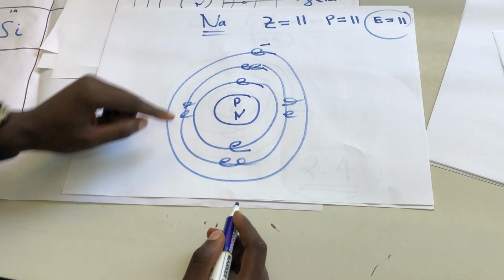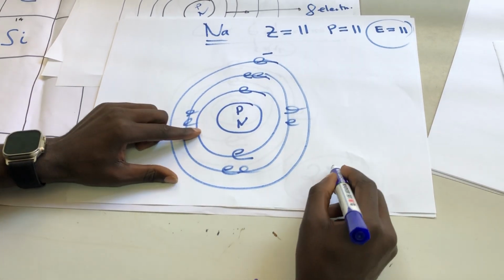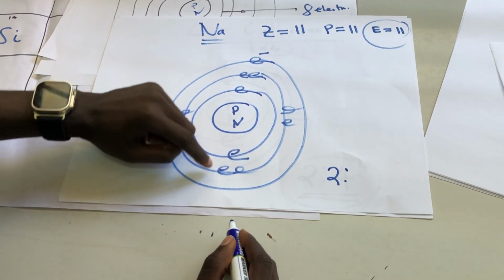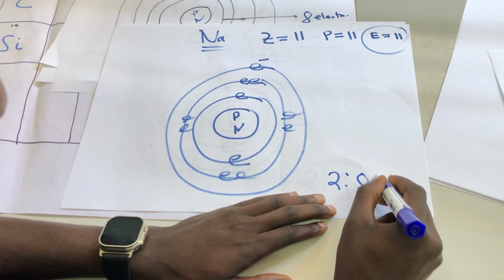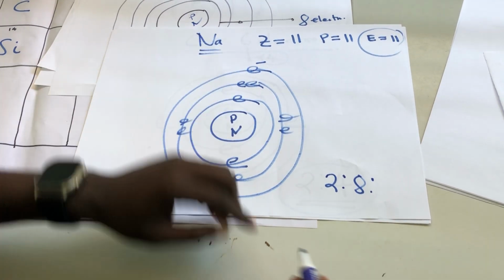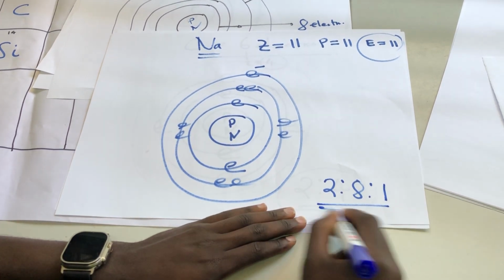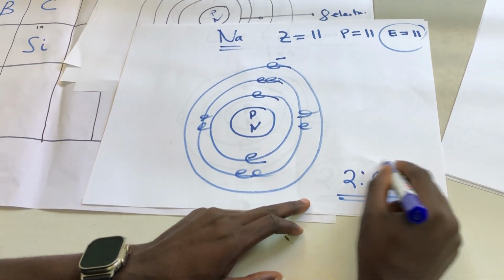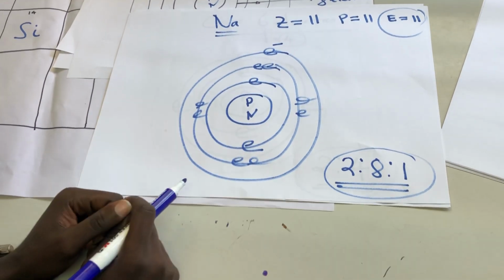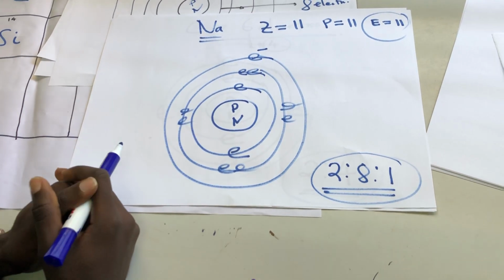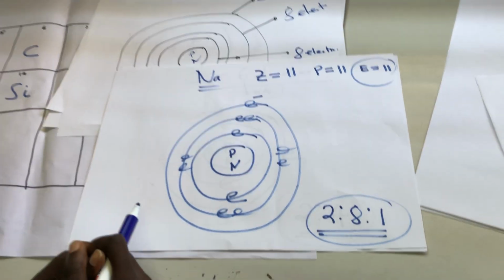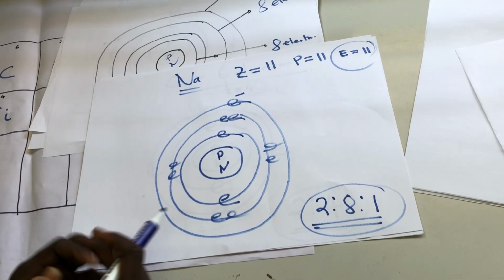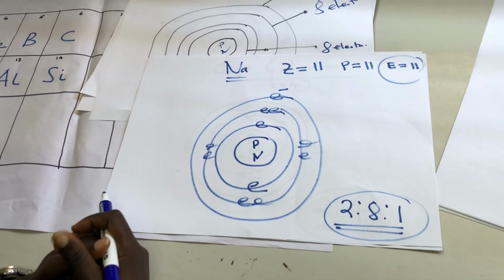Unaweza ukaisummarize kwa kuandika shell ya kwanza contain 2 electrons, 2 electrons. Shell inayofuata 1 2 3 4 5 6 7 8, unaweka 8 electrons. Na shell inayofuata ni 1 electrons, 1. So hapa umedraw electronic configuration, but here you have written electronic configuration of sodium. So hii ilikuwa ni episode number 2 for atomic structure. Tumejifunza namna ya kuweza ku draw electronic configuration pamoja na ku write electronic configurations.